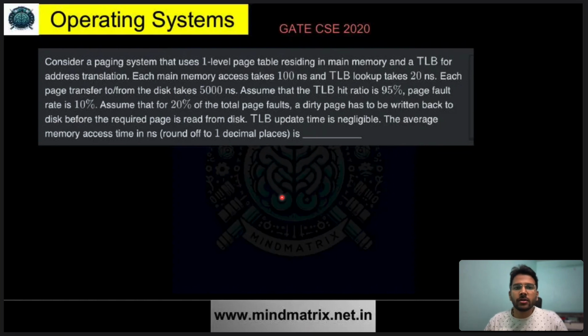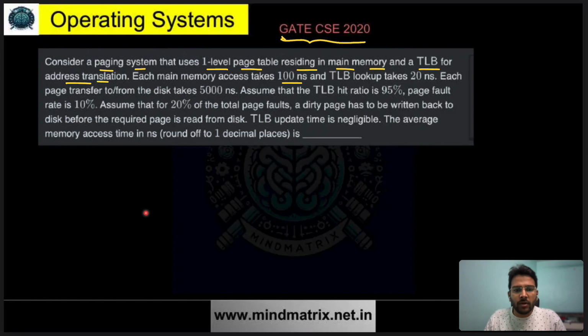So now we have one question based on this. Now carefully read this question. This question was asked in GATE CS 2020, and now we are going to read it. Consider a paging system that uses a one-level page table residing in main memory and a TLB for address translation. So we are considering a paging system. We have a single level, flat page table, and we also have one TLB for address translation. Each main memory access takes 100 nanoseconds, and TLB lookup takes 20 nanoseconds.